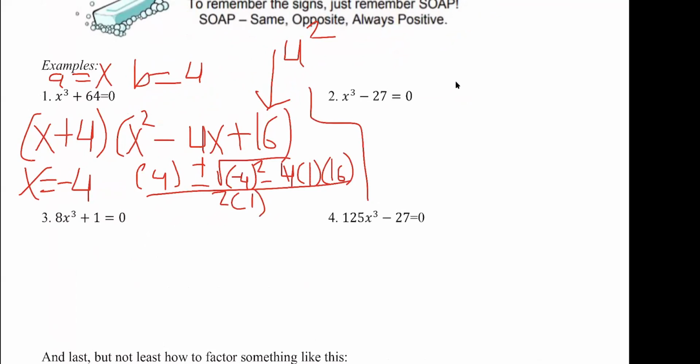If we start cleaning this up, we're going to get 4 plus or minus, and the bottom is going to be 2. If you work this out or put what's underneath in your calculator, you're going to get 16 minus 4 times 16, which is 64. If you simplify this out, that's really 16 minus 64. Let me just make sure I don't make any embarrassing mathematical error: 16 minus 64 is negative 48. So we really have the square root of negative 48, oops, not the highlighter.